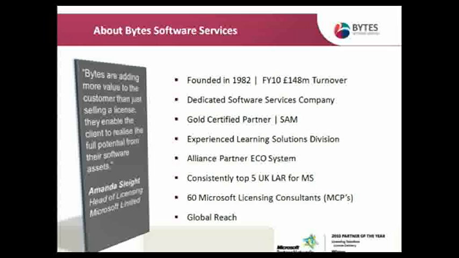So, to give you a brief overview of Bytes, we were founded in 1982. We've had record growth over the last 5 years. Last year we turned over 148 million. We split our business into three key areas. We are a dedicated software services company, so one of our divisions is licensing, the resale and the management of clients' licensing. We have a leading software asset management division. We were the first Microsoft partner in the UK to get the gold certification in software asset management. We also have a learning solutions division where we resell training for all vendors, for all technologies, and not even IT, it can be anything.